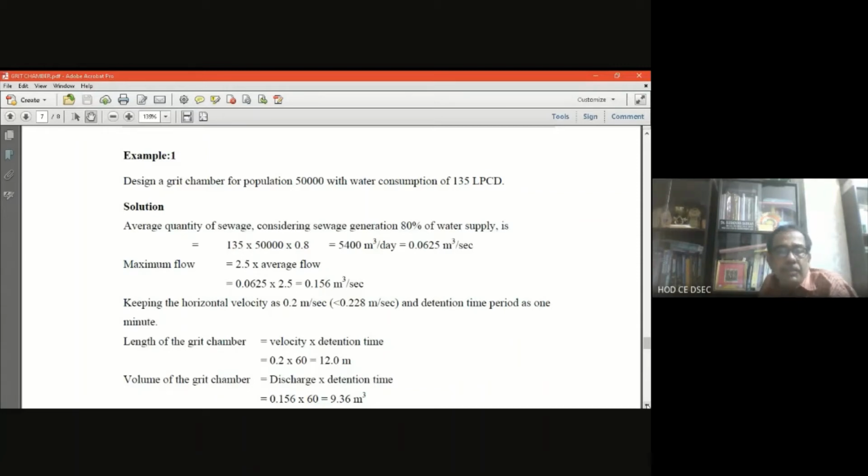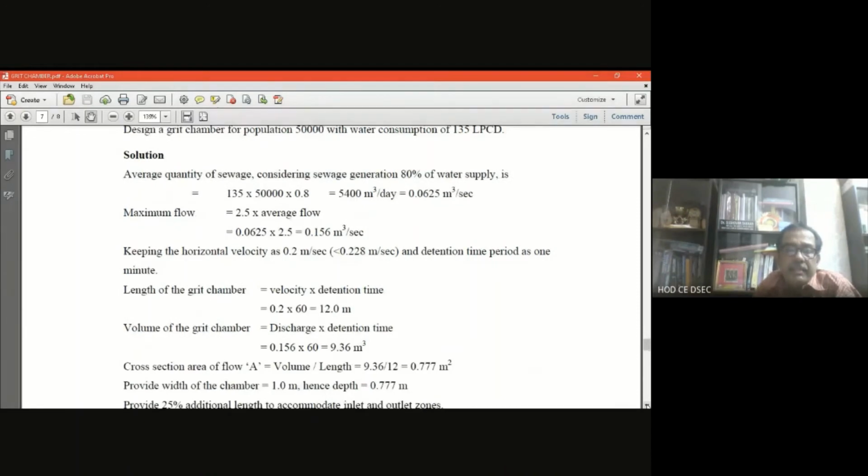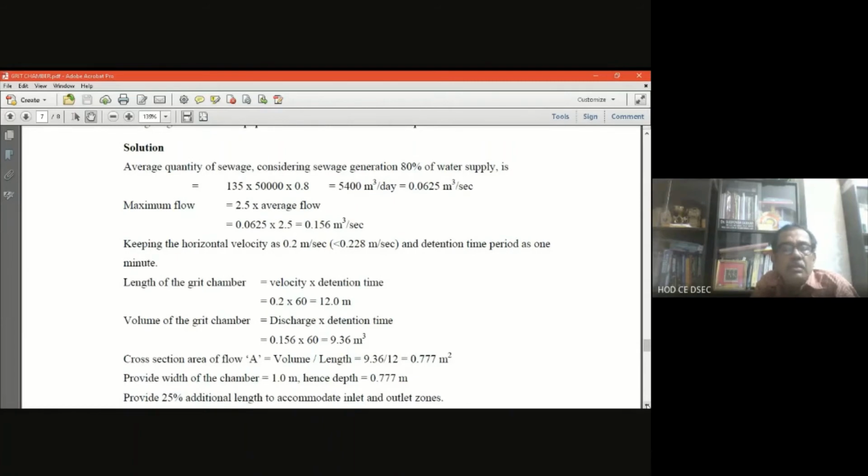Fine. Now what is the volume of the grit chamber? Detention time is nothing but volume V by Q, so the volume is Q into T. T is the detention time, 60 seconds, and Q is 0.156, because initially we calculated the maximum discharge as 0.156. So we have the volume and the length. Now what is the cross-section area of the flow? Volume divided by length, which is 0.777 meter square.